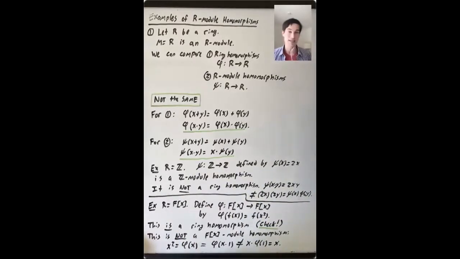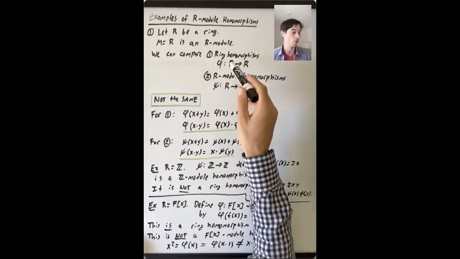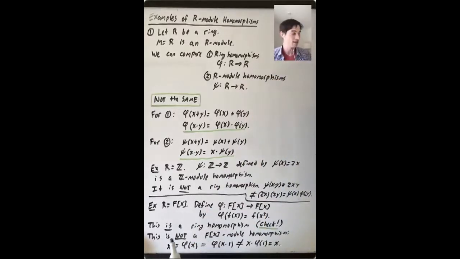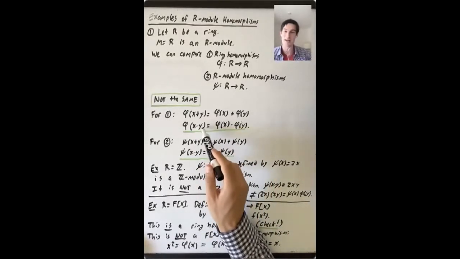So let's take R equals Z. So we can compare ring homomorphisms from Z to Z and, sorry, let's say Z module homomorphisms from Z to Z. So let's take psi, the function that goes from Z to Z, defined by psi of x equals 2x. This is a Z module homomorphism for sure. I mean, it's a homomorphism of abelian groups. It's a homomorphism from Z to Z. But it's definitely not a ring homomorphism because it doesn't behave nicely with respect to the multiplication in the ring.